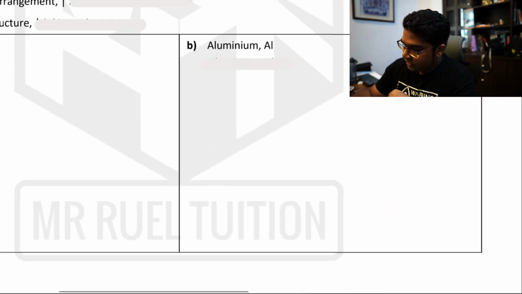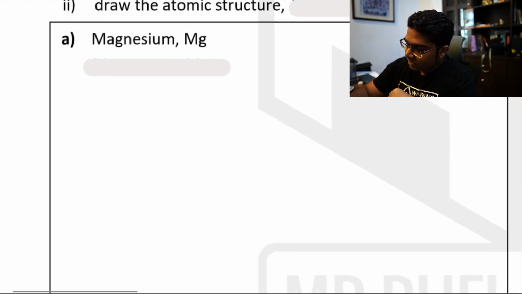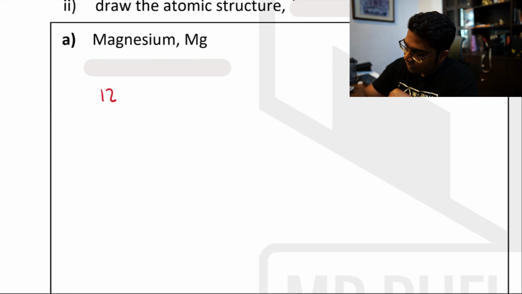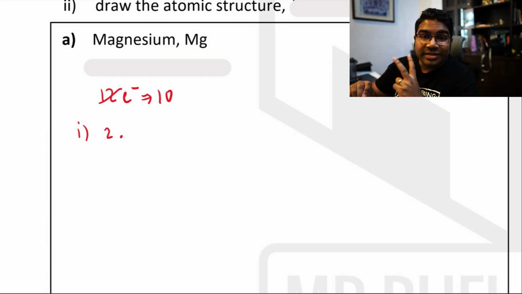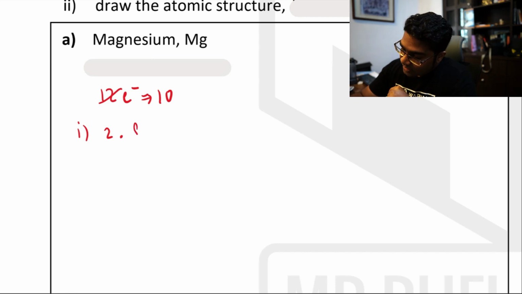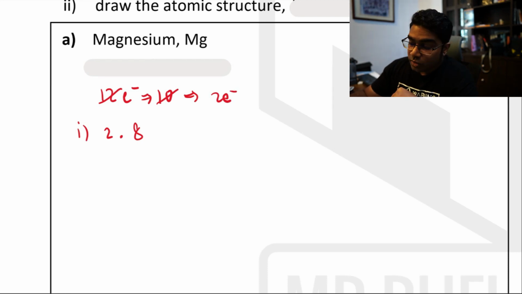So let's draw this. First, let's write the electron arrangement. So 12 electrons to arrange. And the first shell can only take a maximum of 2. We have a balance of 10. The second shell can take a maximum of 8. So what's left is 2 electrons. And these 2 electrons will be forced to go into the third shell. So 2, 8, 2. Done. This is the electron arrangement.